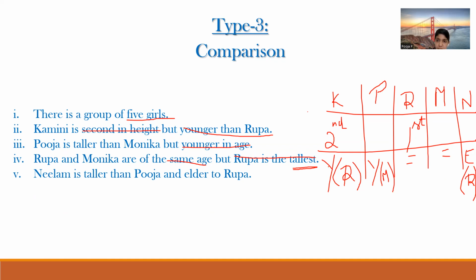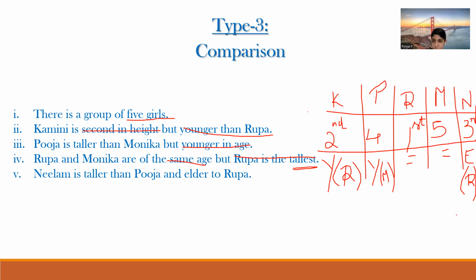First is Rupa, second is Kamini. The third, Pooja is taller than Monica. Fine. So you're left with Neelam, Monica, and Pooja. Pooja is taller than Monica. Okay, so Monica comes later anyway. Coming to Pooja and Neelam, Neelam is taller than Pooja. So that leaves Neelam as the third tallest. So who's the next tallest? Pooja. And who comes fifth? Monica. So the height order is matched.